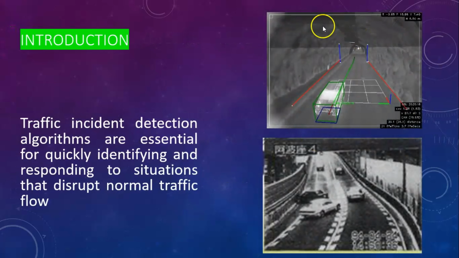This is a picture of how the algorithm or the technology works in detecting any form of abnormality or anything that disrupts the normal flow of traffic. But this time around, it's going to be in a technology form. So these are pictures showing how the algorithm or the technology works.